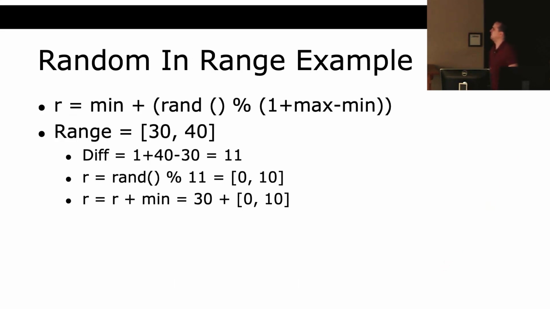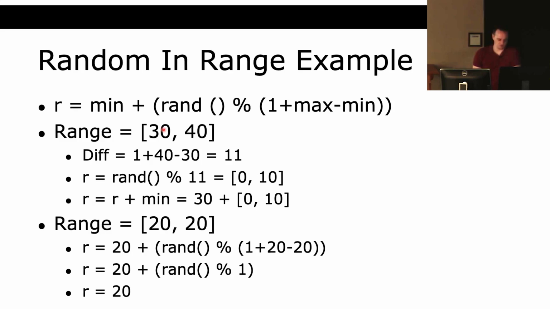Let's just look at an example to really drive that home. Let's say I give you a range between 30 and 40 inclusive. Well, there are actually 11 different values there, right? 30, 31, 32, 33, 34, all the way up to 40. That's 11 different values. That's why we have this 1. So it is equal to rand mod 11. This will give me a number between 0 and 10 inclusive, but I wanted between 30 and 40 inclusive. So if I add 30, I'll get 30 plus a random number between 0 and 10, which is the same thing that I wanted in the first place.